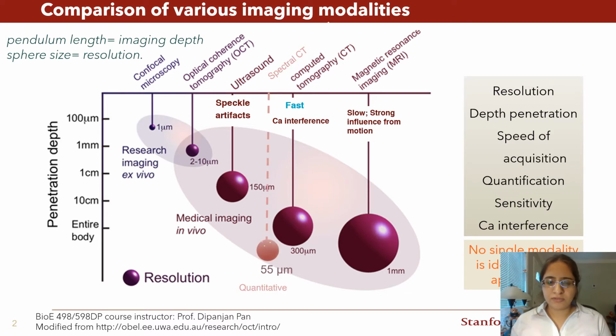In order to resolve some of these issues, another imaging modality was spun from this technology that is called spectral CT, where we have a competitive depth of penetration. It is fast, but it doesn't really have calcium interference, and we have an enhanced resolution in this technology.